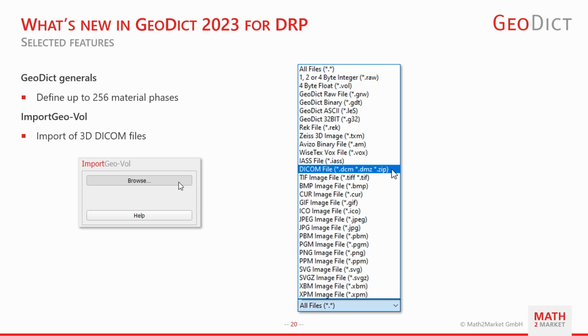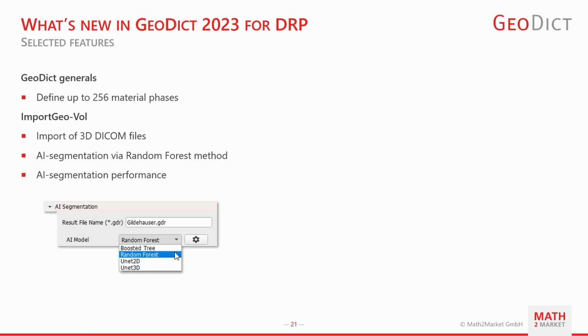The ImportGeo module was extended by the import of DICOM file formats, which is a very common 3D data type for medical CT data. We have also implemented the popular random forest method for AI segmentation. This one is very similar to our boosted trees method. It's just that the random forest is slightly more robust and the boosted trees a little more efficient. Speaking of which, the latter has gained an optimization towards memory requirements. And on top, we've improved the overall performance of the UNet method, the deep learning variant, by up to a factor of 10.